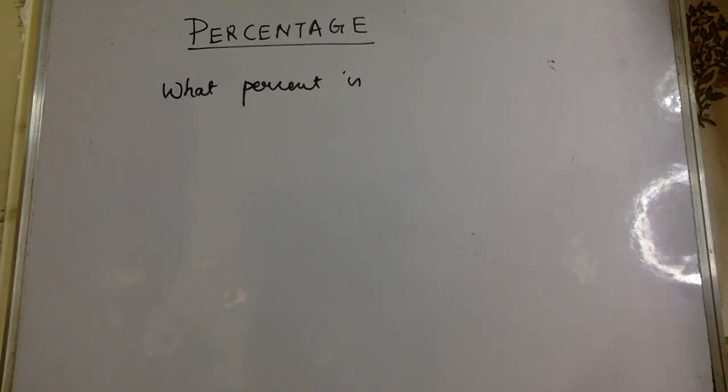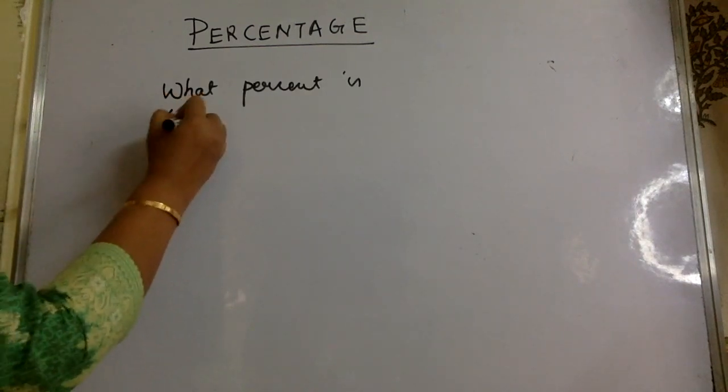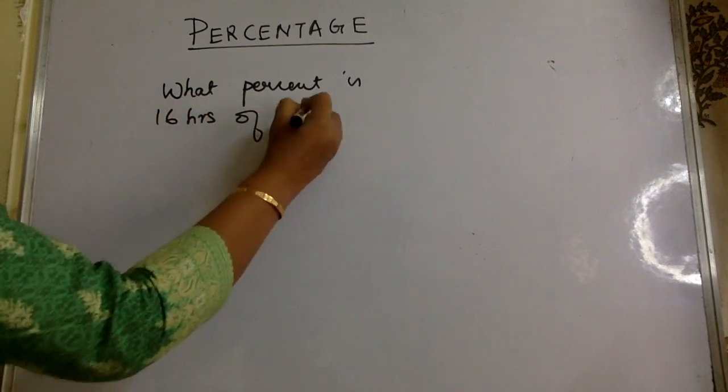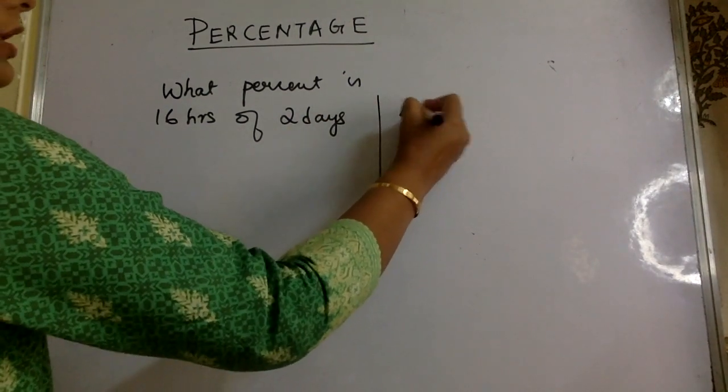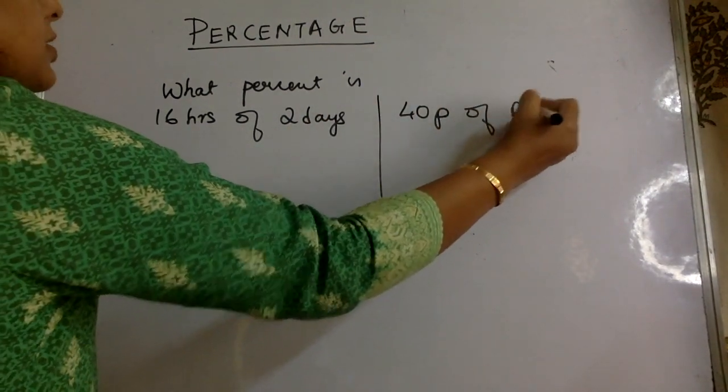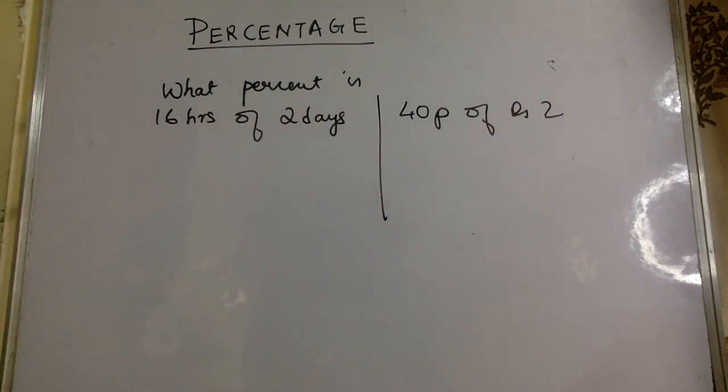Now what percent is 16 hours of 2 days? 16 hours of 2 days. Here are a few questions. 40 paisa of rupees 2. This is another question. 40 paisa of rupees 2. This type of questions. Okay, so let me.